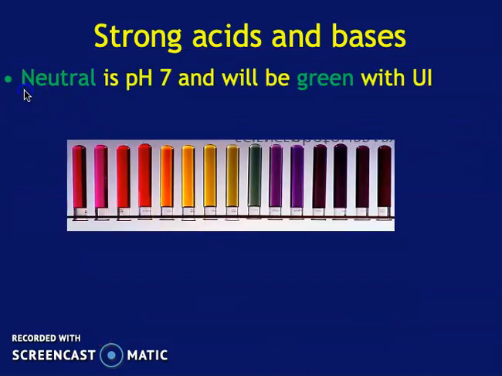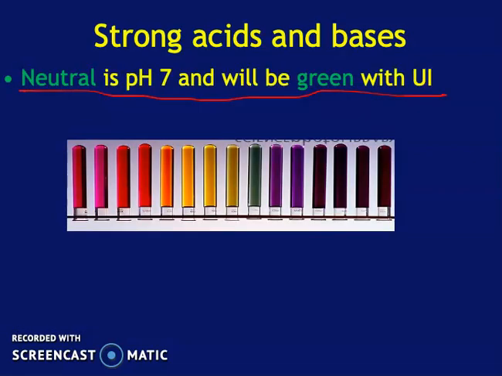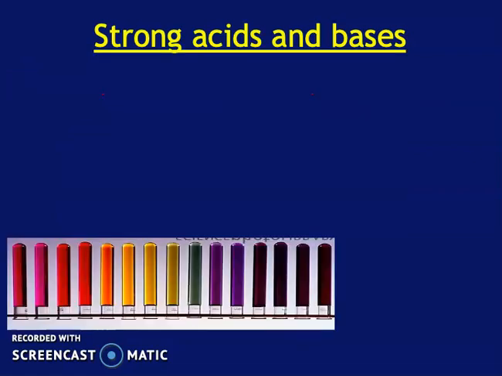Okay, so this is obviously going to go into your book too, and it should be underlined. And again, the colors are important. So neutral, written in green, is pH 7 and will be green with universal indicator. So if you get a green color, that is going to be telling you that that particular substance is neutral. The last one that we're going to look at is, I should have said pause if you need to write that into your book. Okay, so here we're going to look at bases now.